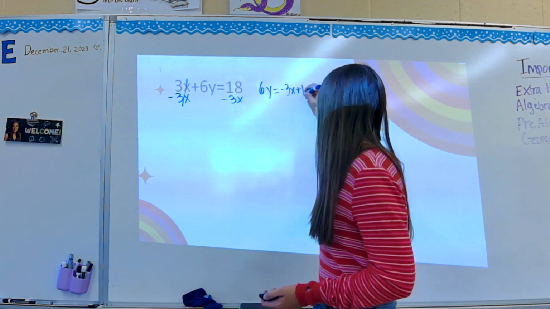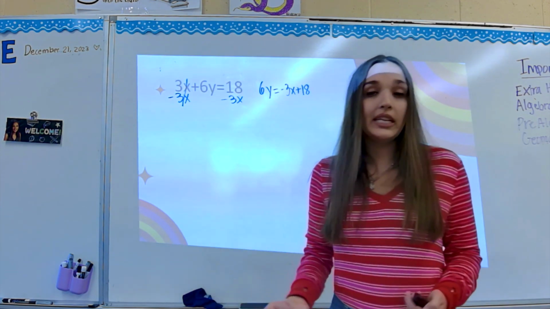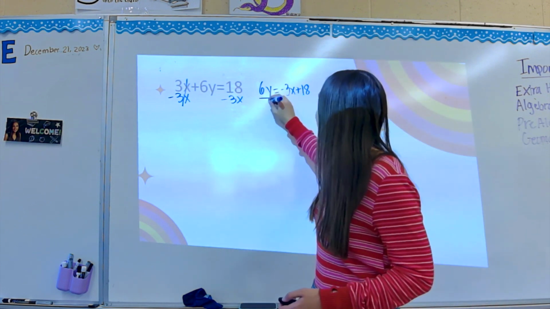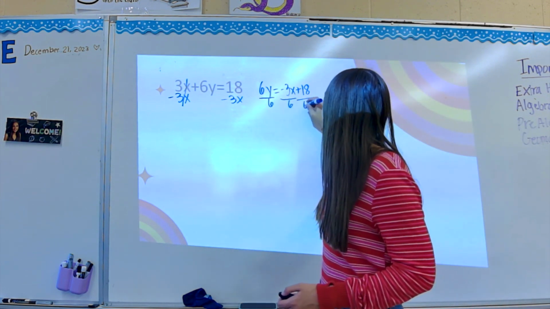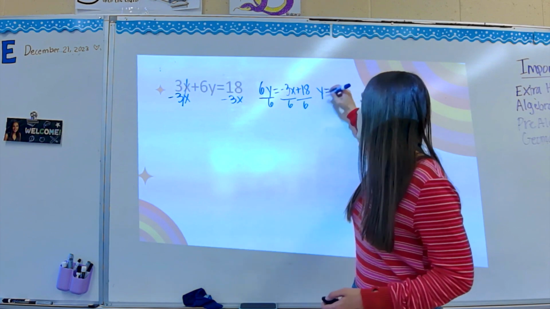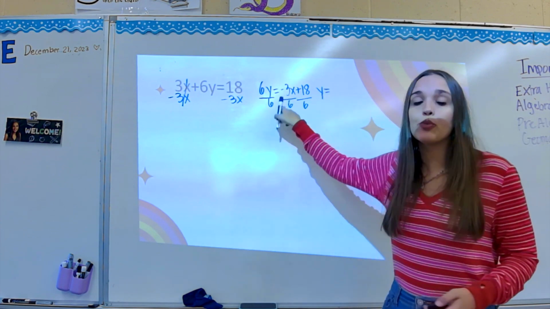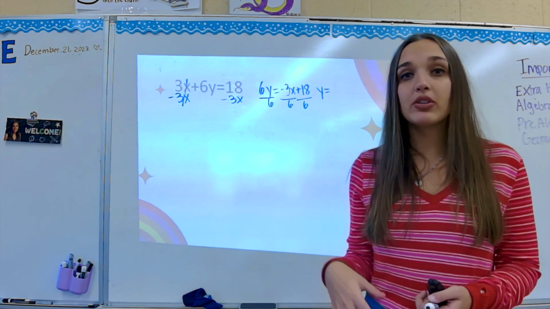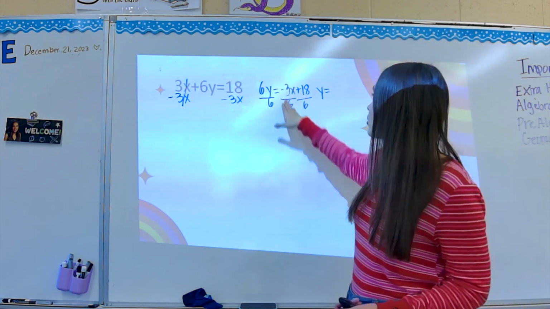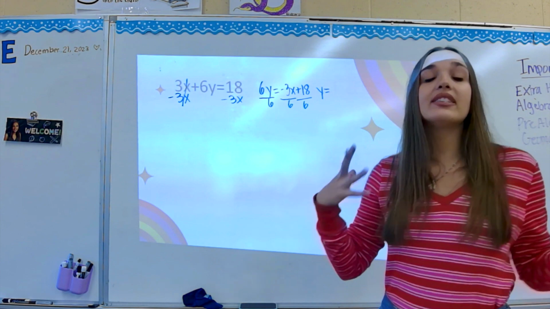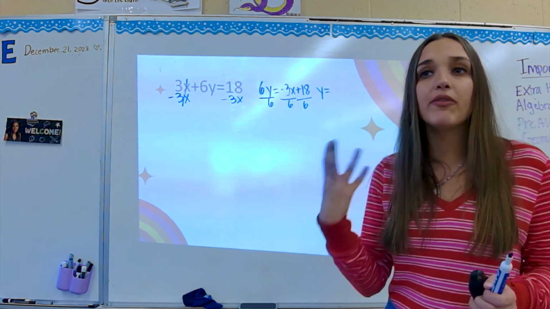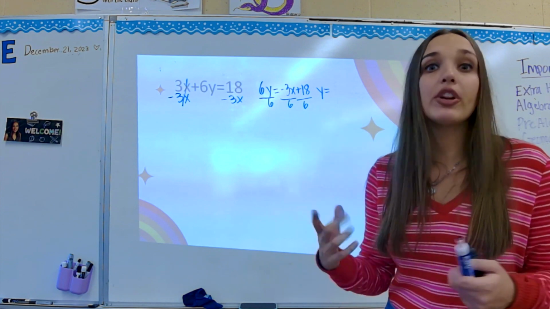Negative 3x plus 18. Now our second step was to divide by the number in front of the y. So I'm going to divide everything by 6, and I get y equals negative 3 divided by 6. We can simplify that, so let's do it so we get a proper slope. Just looking at this, you would say the slope is negative 3/6. That's technically correct, but it's not simplified, and mathematically that's what we want to use.